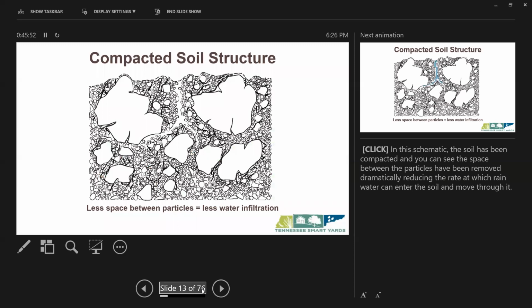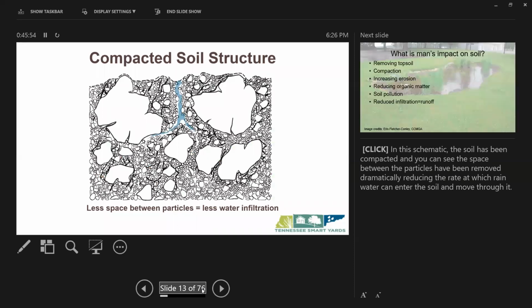Okay. So compacted soils, we just have less space in between. There's nowhere for the water to go. And so without it being able to absorb and work its way down into the soil, what's going to happen? It's either going to pond on top of the soil, or it's going to run off, and you're going to have erosion problems.